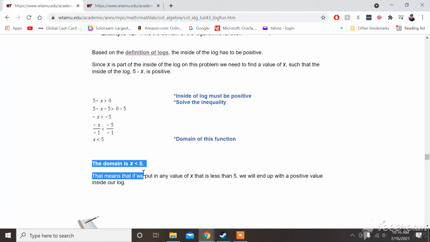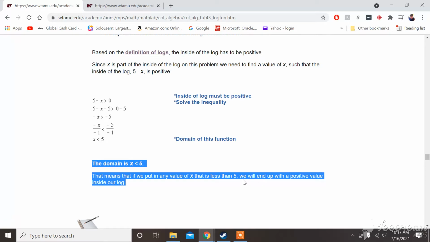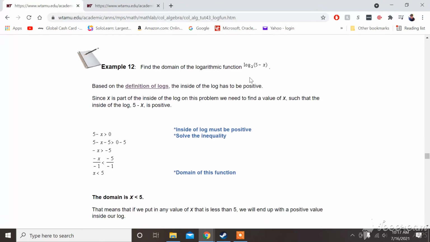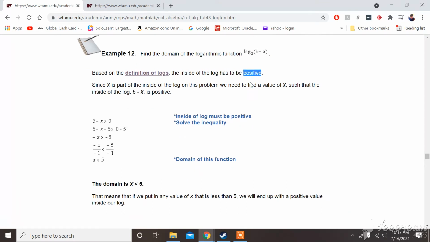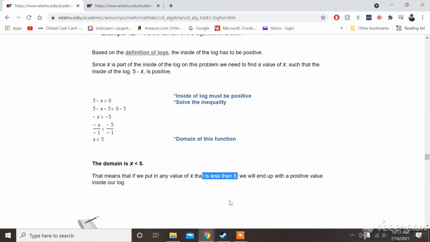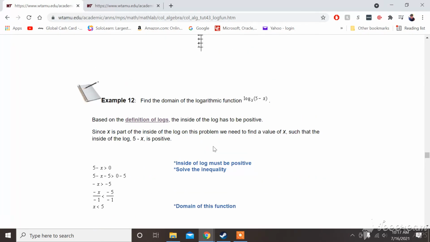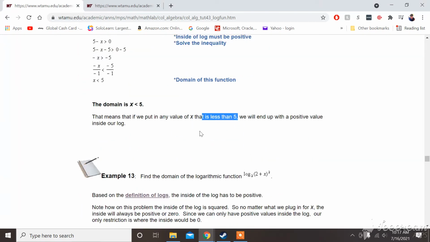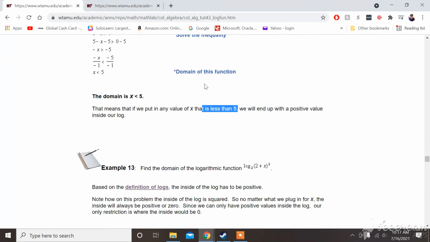This means that if we put in any value of x that is less than 5, we would end up with a positive value inside our log. So the goal is a positive number. Any number less than 5 works, a whole bunch of numbers, but the second they get to 5 or are bigger than 5, then we have to stop.